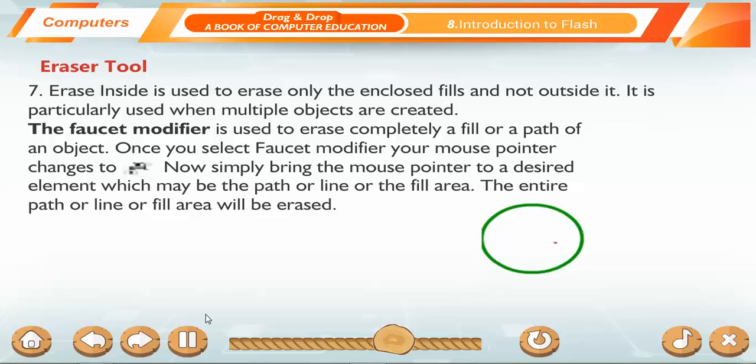The Faucet modifier is used to erase completely a fill or a path of an object. Once you select Faucet modifier, your mouse pointer changes. Now simply bring the mouse pointer to a desired element which may be the path or the line or the fill area. The entire path or line or fill area will be erased.